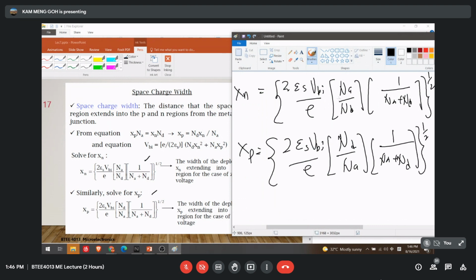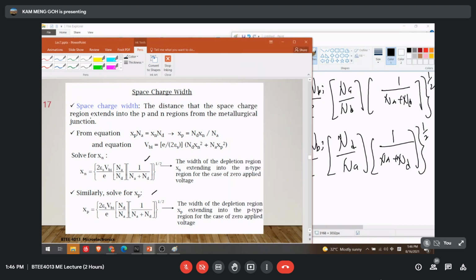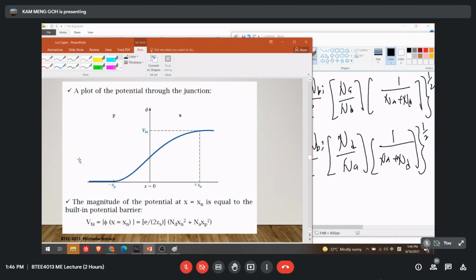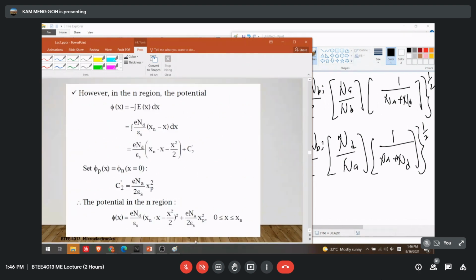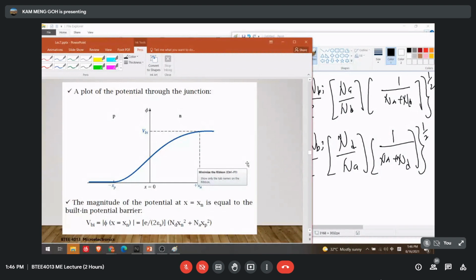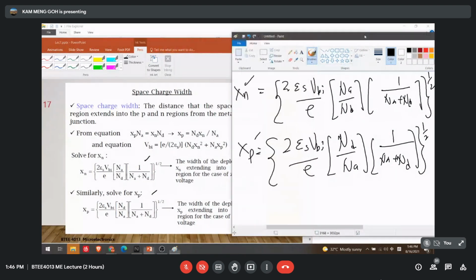Okay, all you need to know is these 2 items only, because after all the derivation, the purpose is to derive these 2 formulas. So we just need to know how to use them. From this, you can see that Sn is like Sp. The only difference is that one is NA over ND, and the other one is ND over NA.